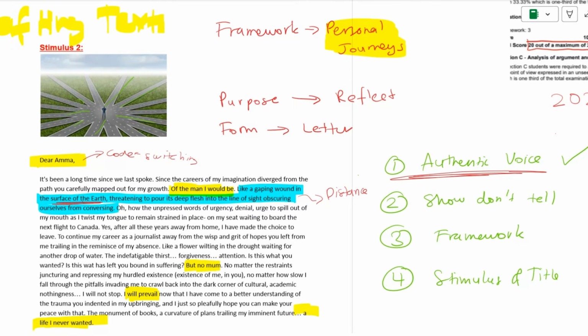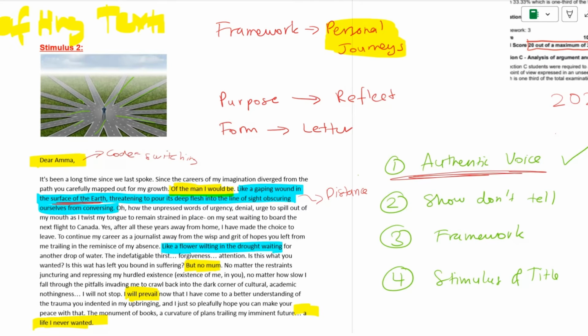the examiners. So, like a gaping wound in the surface of the earth, threatening to pour its deep flesh into the line of sight, obscuring ourselves from conversing. It's definitely a very strong, effective thing that is being conveyed there. And definitely you can see the complexity and the layering of the emotions within that.